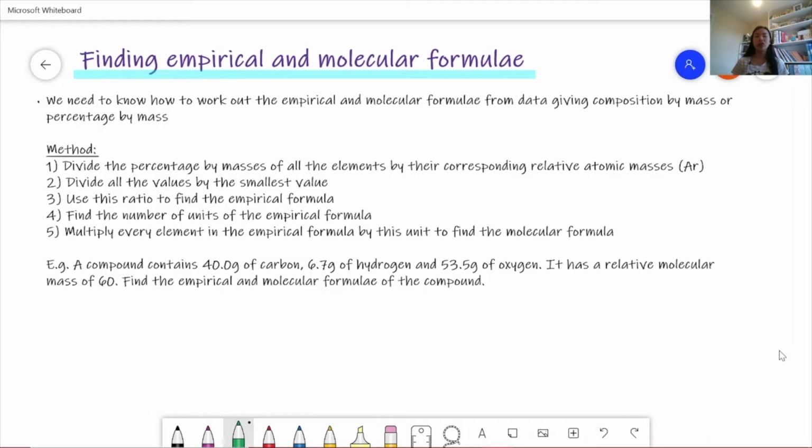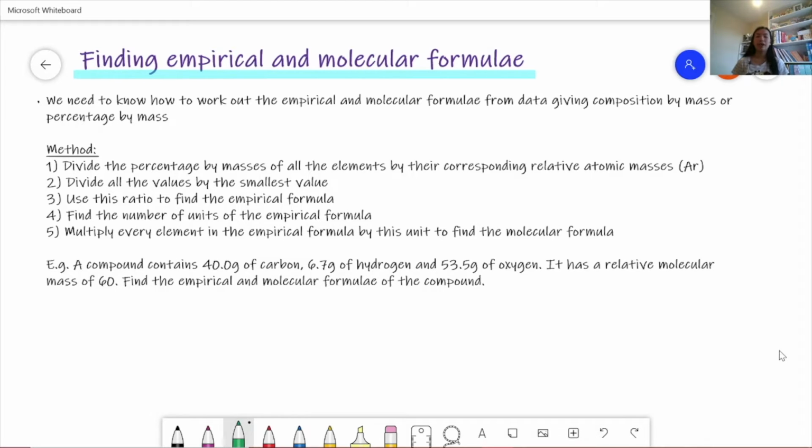So we need to know how to work out both of these formulae from data giving composition by mass or percentage by mass. So we have a general method, and the first step is to divide the percentage by masses or the composition by masses, depending on what you get in the question, of all the elements by their corresponding relative atomic masses. And this is basically to find how many moles we have of everything. And then we divide all the values by the smallest value, and this is basically giving us the simplest whole number ratio. So then we use this ratio to find the empirical formula.